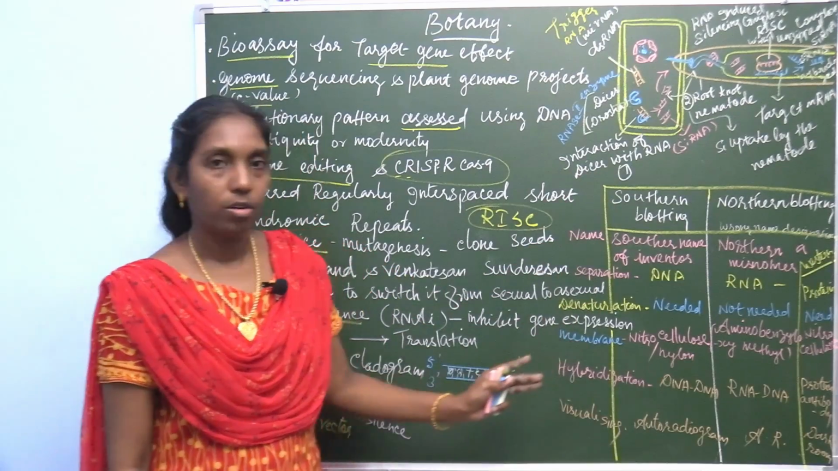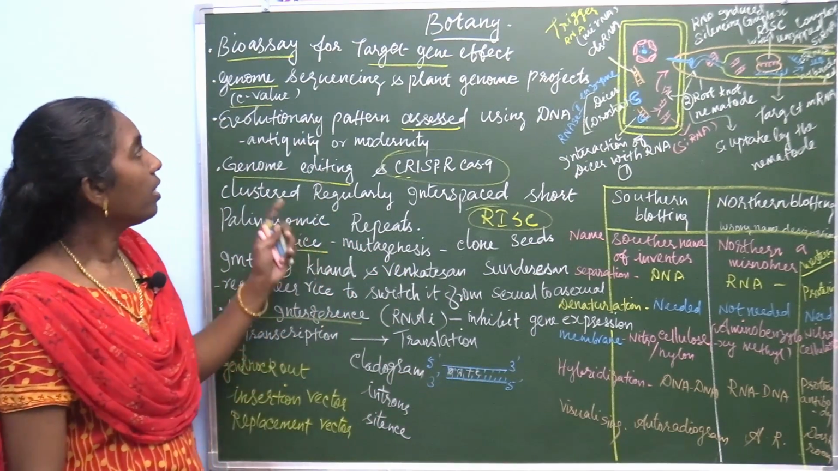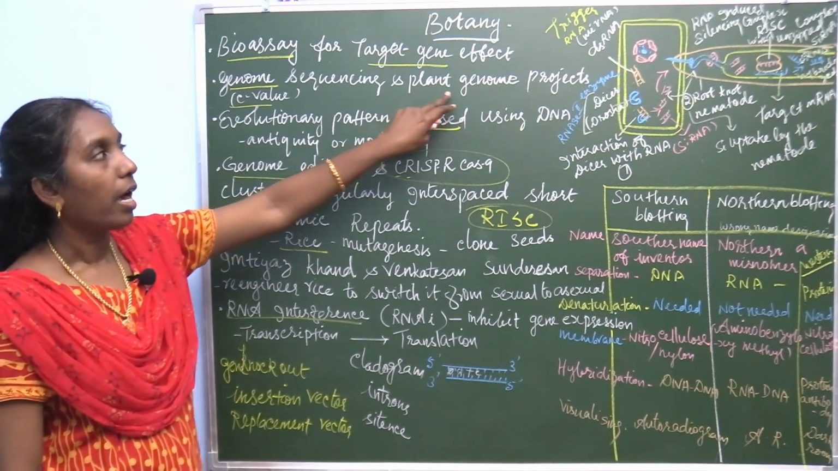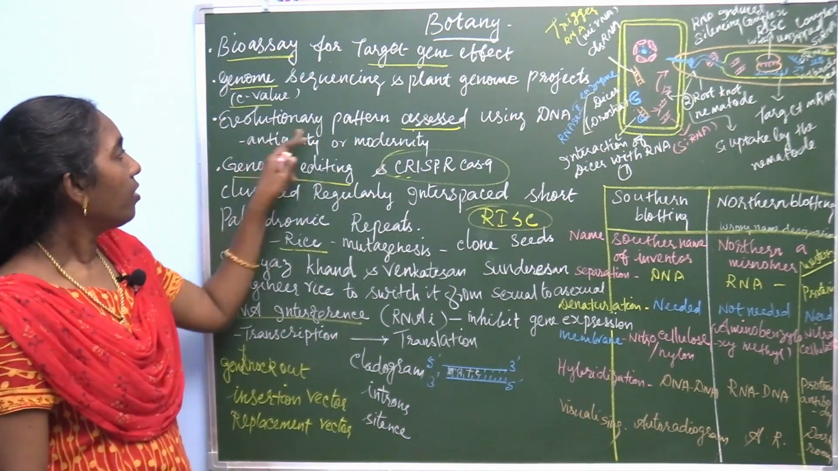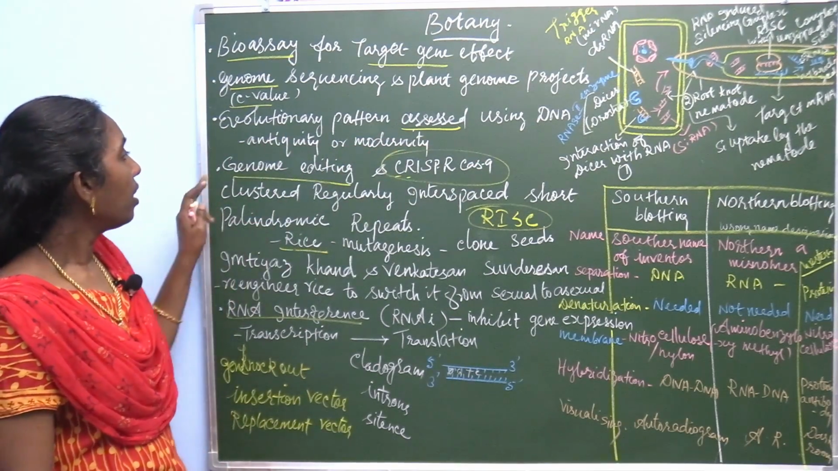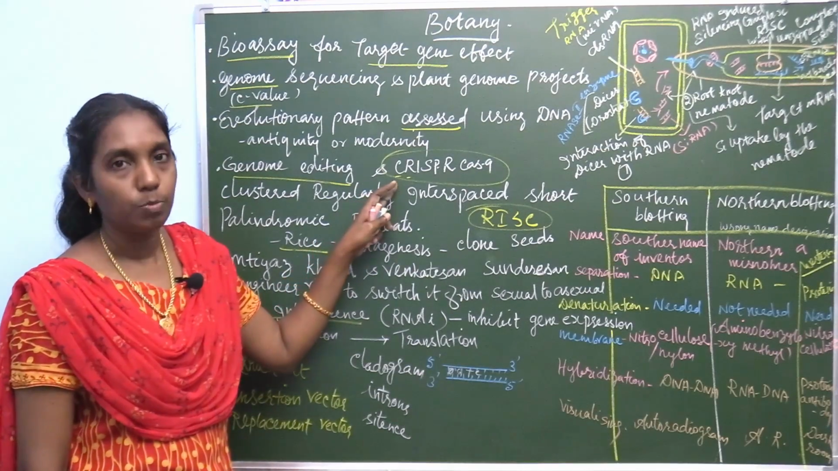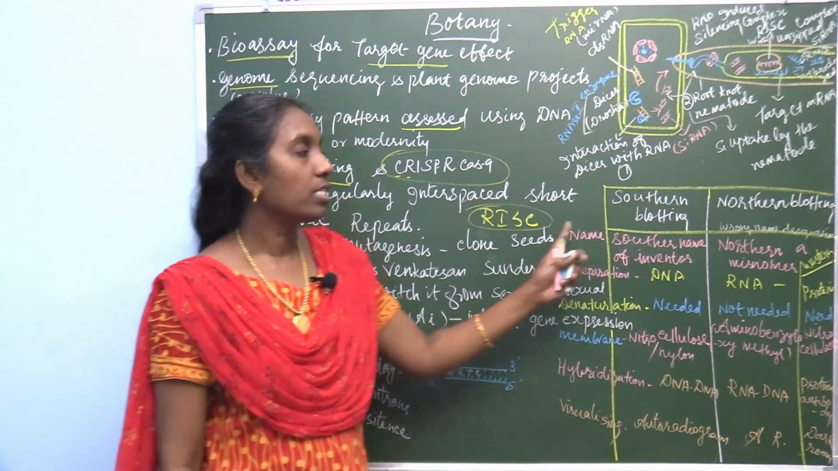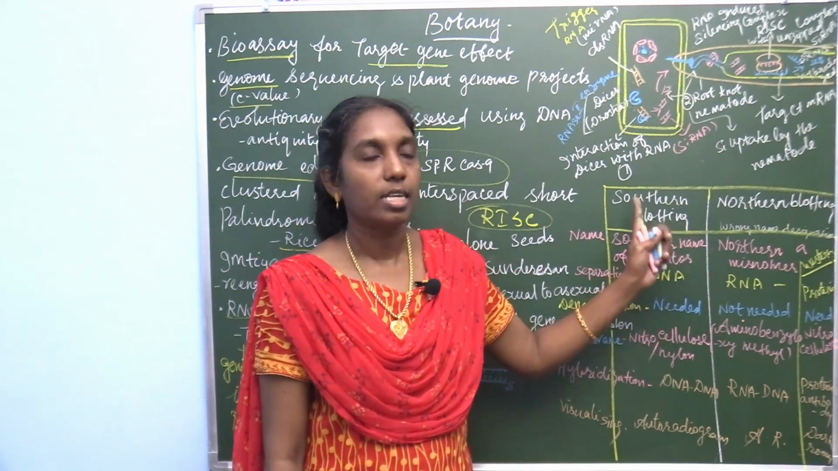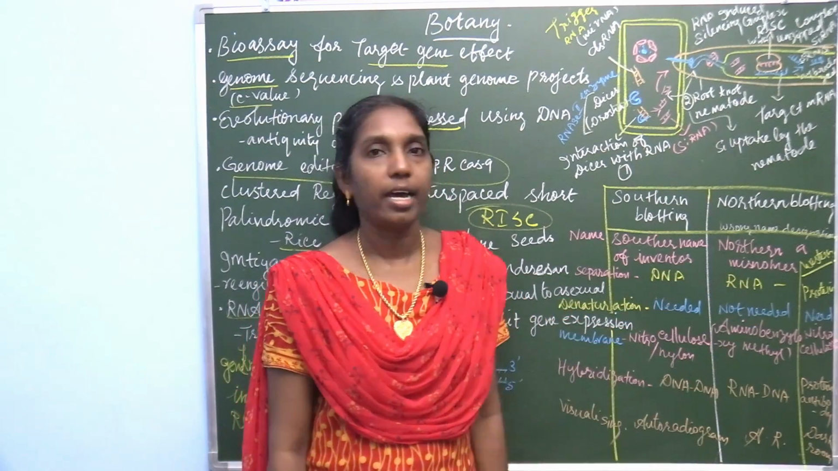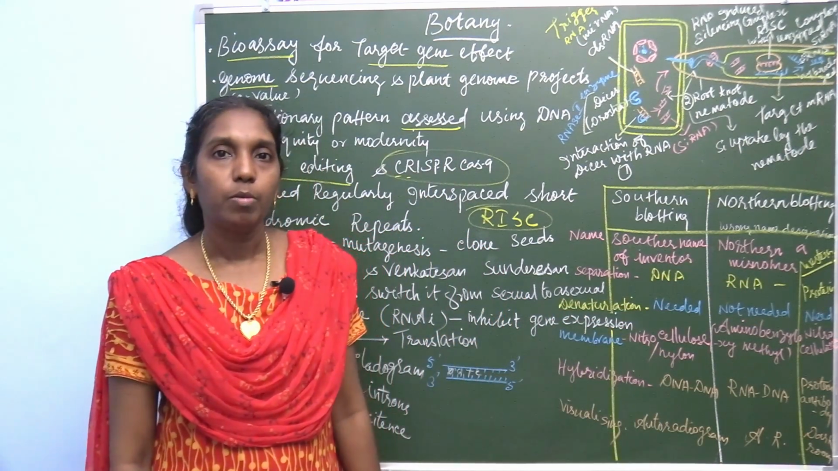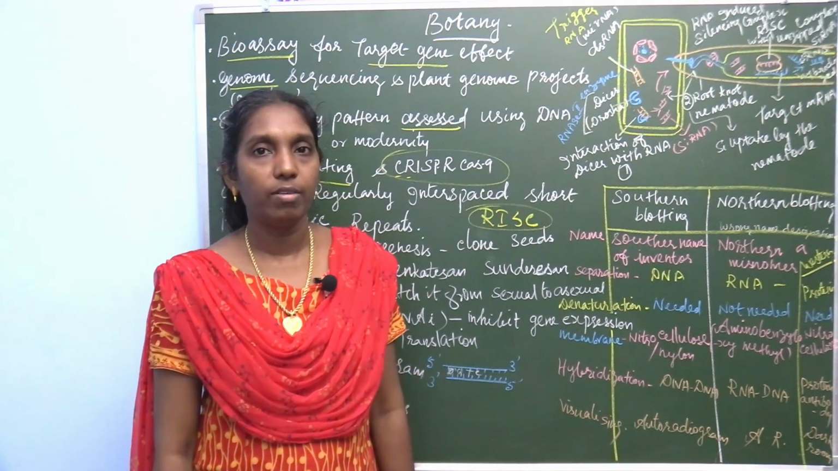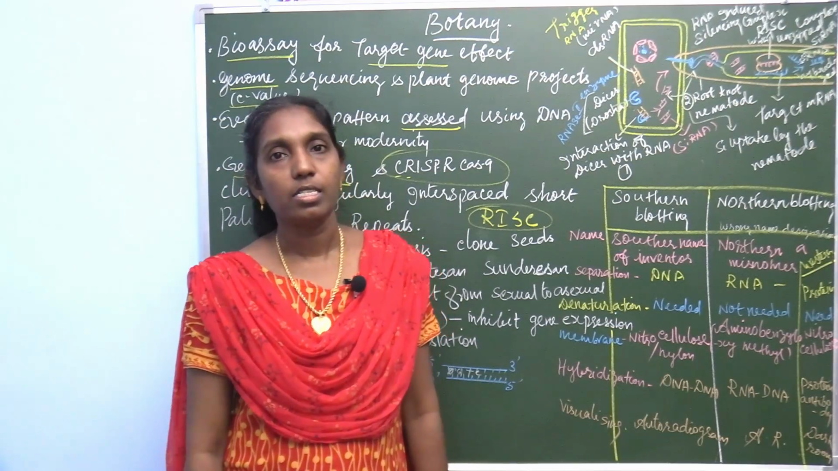These are the questions you are going to learn today. Once again: bioassay for target gene effect, genome sequencing and plant genome projects, evolutionary patterns assessed using DNA, genome editing by CRISPR-Cas9, and RNA interference. Another question is the differences between Southern blotting, Northern blotting and Western blotting. Most probably next week you will have an exam. So prepare the first three lessons well for the test and write the test very well. Thank you.